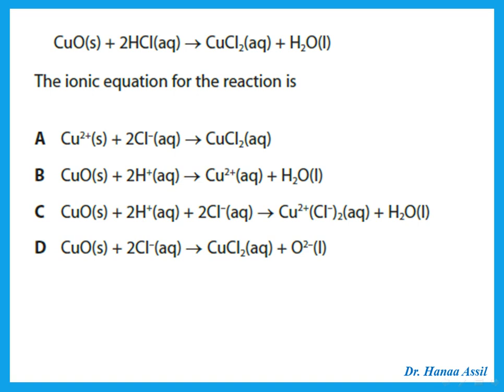Copper oxide plus 2HCl to give copper chloride plus water. Which of these will be the ionic equation? Again, I look, what am I going to cancel if I ionize? Well, we're going to cancel the chloride ions on both sides of the arrow, and I am left with the copper oxide solid plus 2H+ to give Cu2+ and the water liquid.